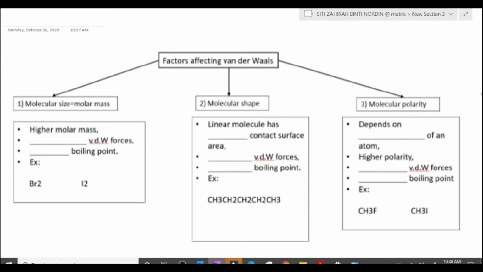The next page is about the factors affecting intermolecular forces. I'm just going to combine the London, dipole and hydrogen bond factors. Okay, the first factor is molecular size, which equals the molar mass.